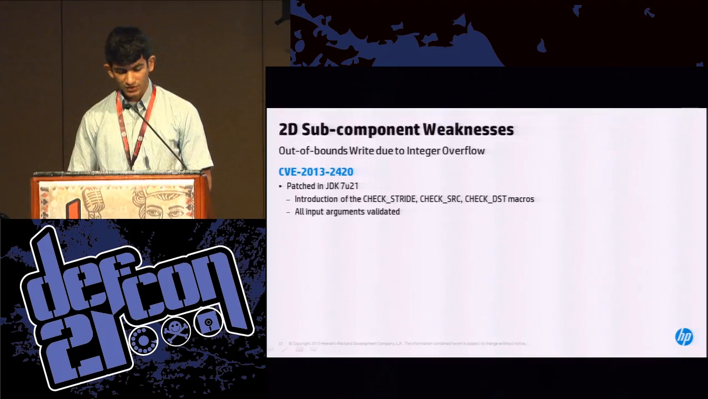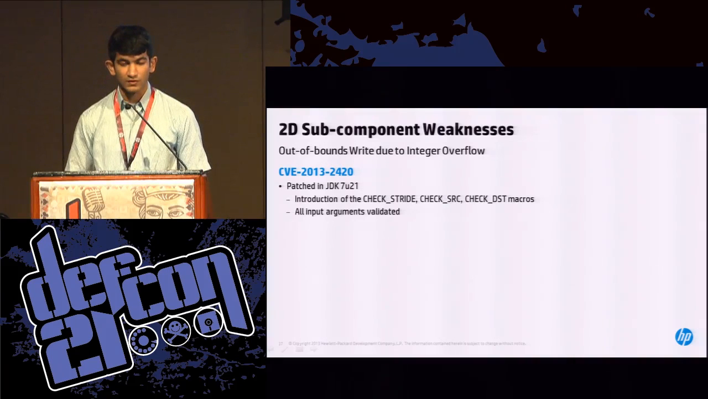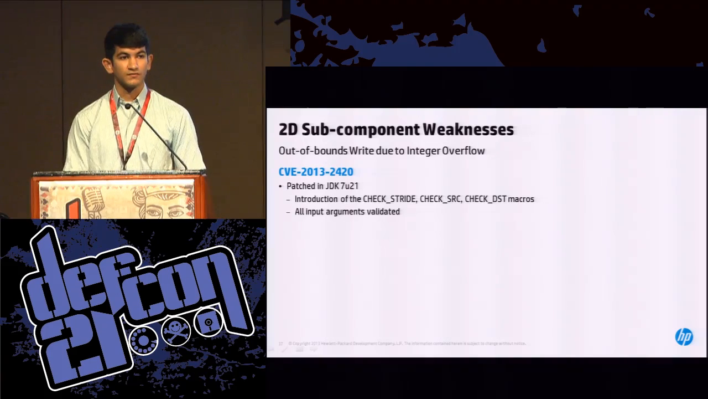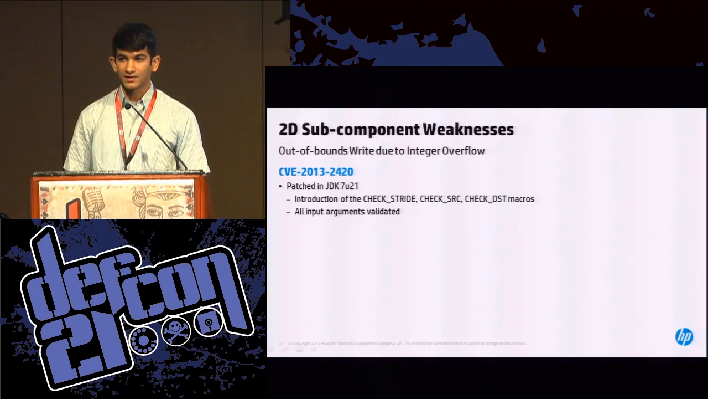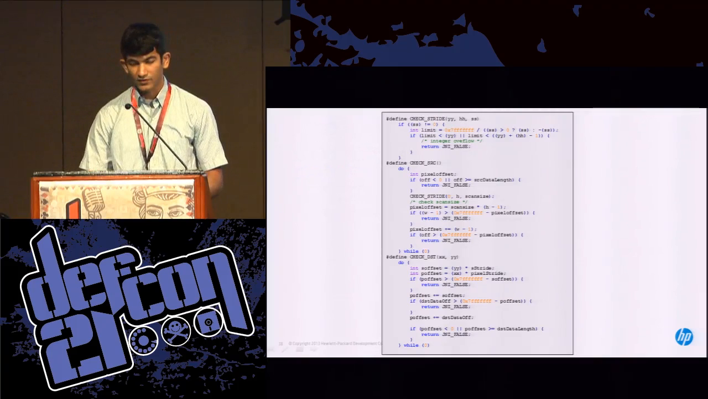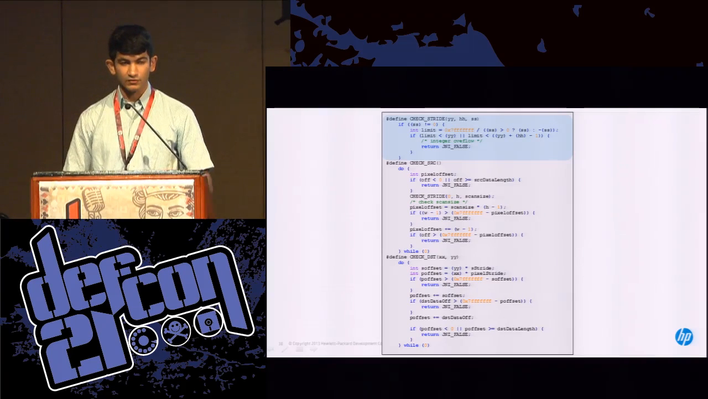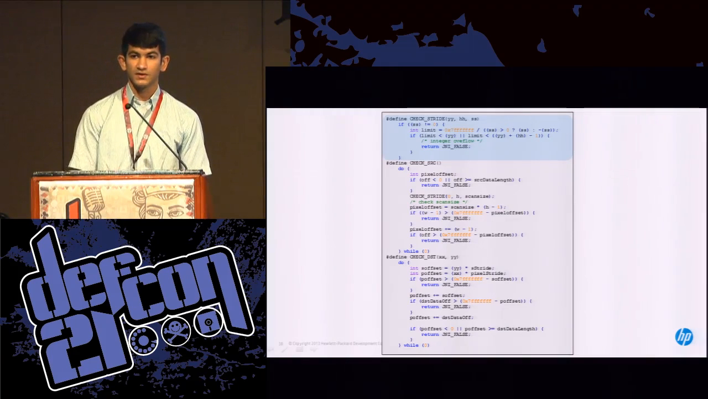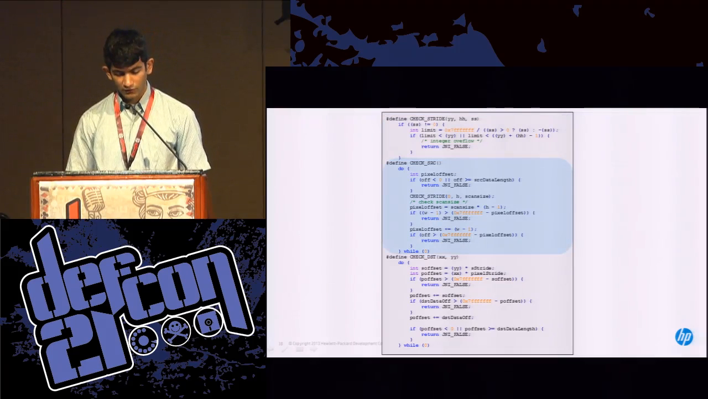So this was patched in JDK 7 update 21 through the use of 3 new macros: check stride, check source, and check dest. And in addition, Oracle actually did proper patching of this function by validating every argument to this function. So here are the 3 macros that were added, and you can see that they're checking for any integer overflow by actually doing the calculations. If one occurs, then they'll return false and not continue on. Same goes for the check source and the check dest functions.